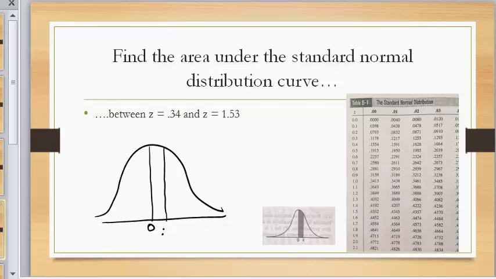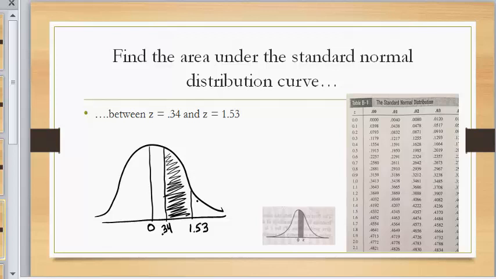So I'm going to draw a line here. We're going to call this 0.34, making it fairly close to 0. And then further down the number line, I'm going to draw a second line, and we'll label it 1.53. And the problem says that we want to shade in between those two numbers. So we're talking about this section right here. Okay, so let's go to our table.